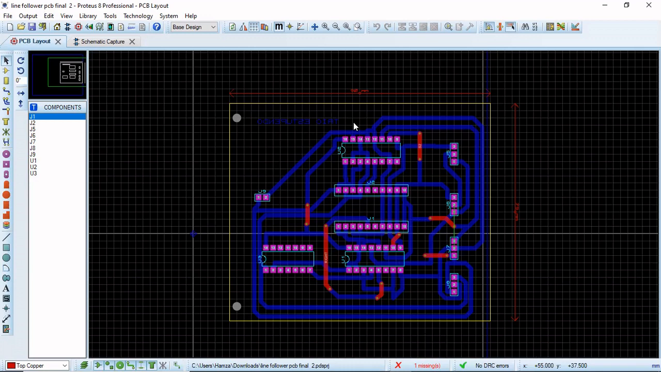So this is the PCB layout. In the PCB layout, as we are designing a one-sided PCB, there are 2 types of PCB board: a one-sided PCB board and a two-sided PCB board. In a one-sided PCB board, we have to implement the PCB layout on just one side of the copper board. So that's why we are using top copper in this case.